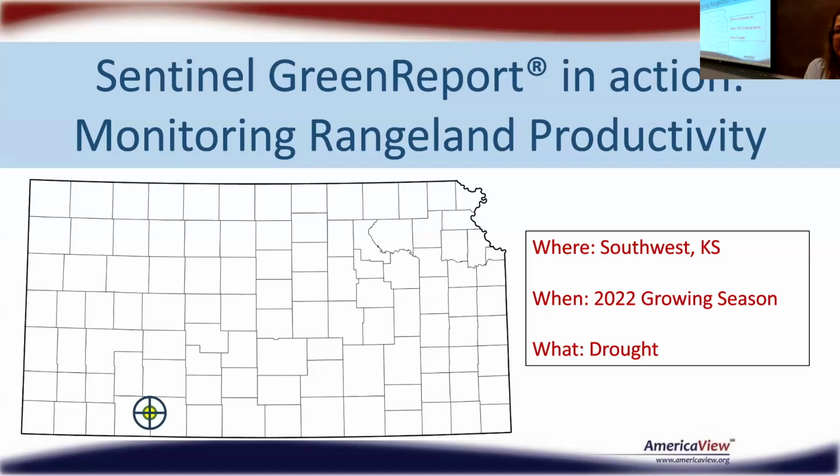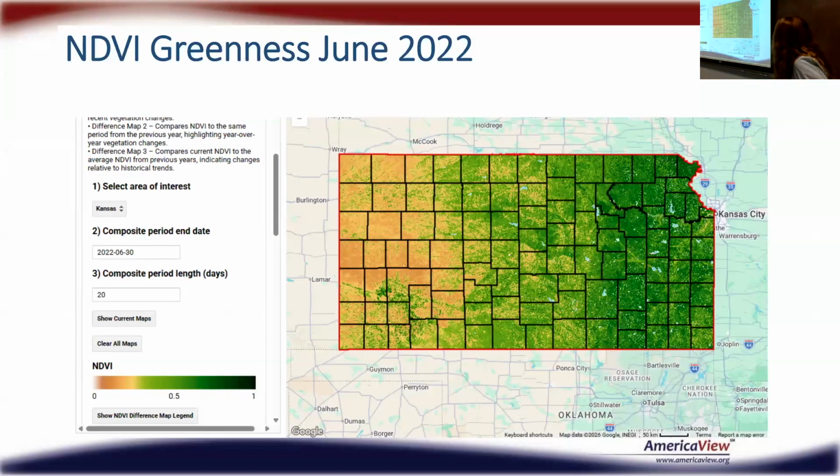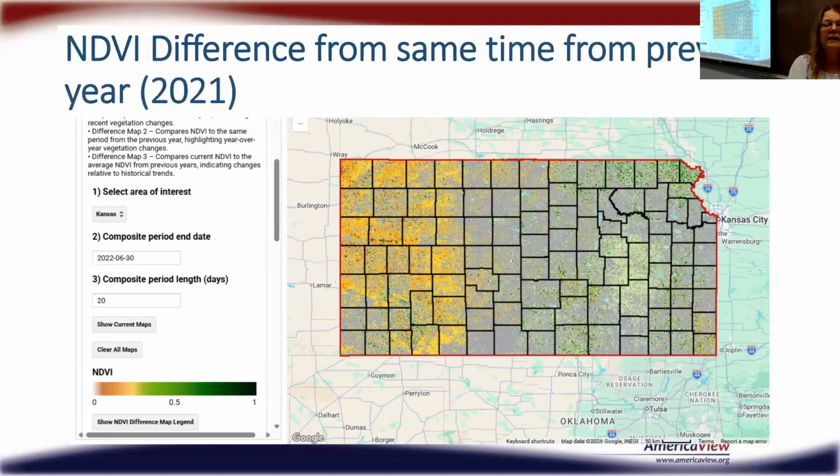My last example is monitoring rangeland productivity, looking at Southwest Kansas in the 2022 growing season and drought conditions. This is the NDVI greenness for June of 2022. These orange values mean low NDVI, so they're getting hit pretty hard with low productivity out in the western part of the state. Difference from the same time from the previous year. Those yellow and orange areas are showing that interannually 2022 was a lot lower than the previous year in 2021.